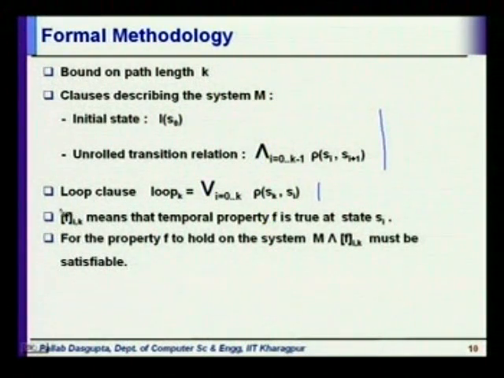And F_ik, let that denote that the temporal property F is true at the state Si, okay, under bound K, or within the bound K. Okay. For the property F to hold on the system, M and F_ik must be satisfiable. Remember that actually we are going to take the negation of that.